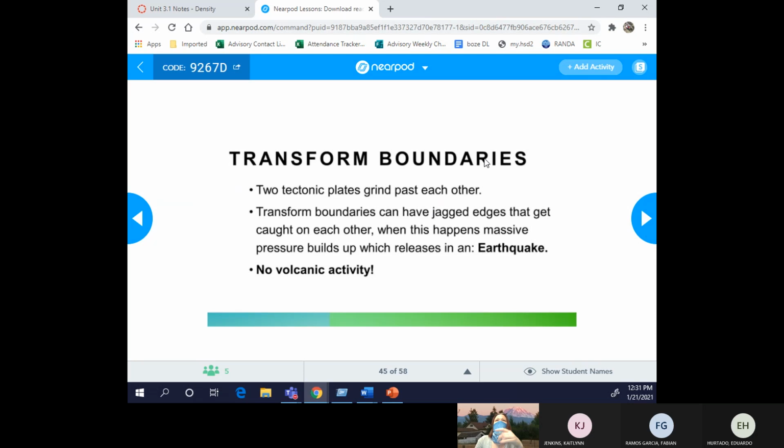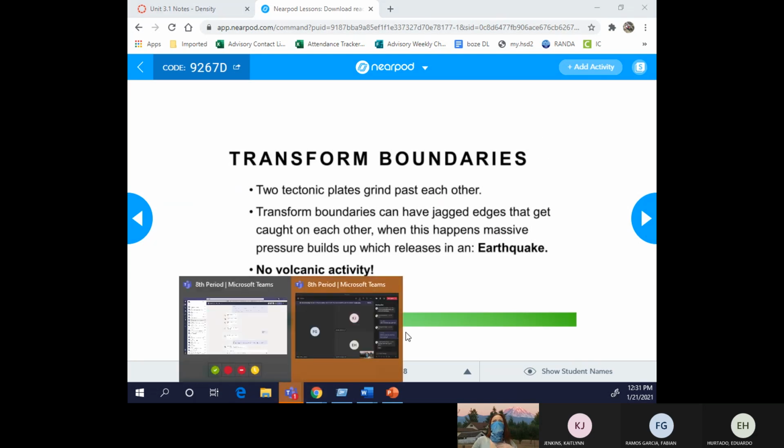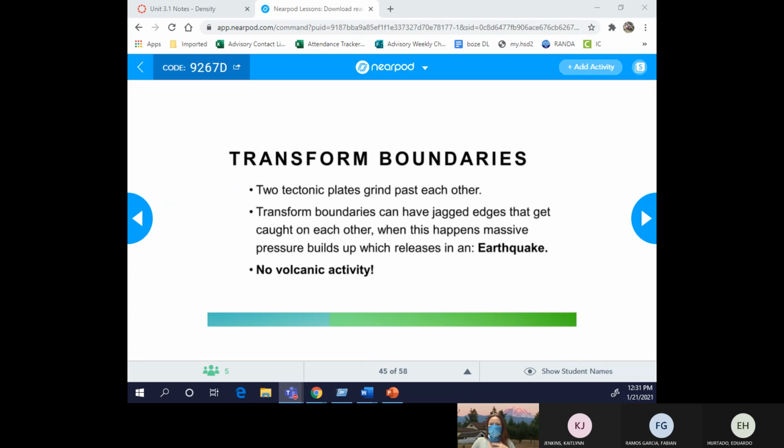All right. The last boundary is a transform boundary. That's where two tectonic plates kind of grind past each other. The transform boundaries tend to have jagged edges that get caught on each other, and when it happens, massive pressure builds up and then it'll snap, and that creates an earthquake. This is the one boundary that has no volcanic activity.